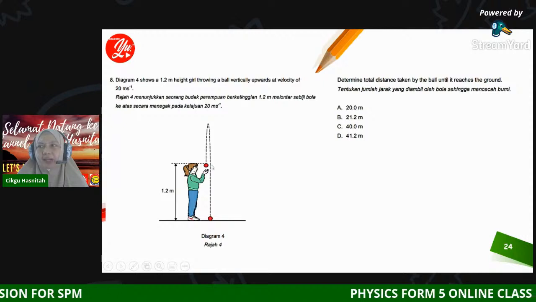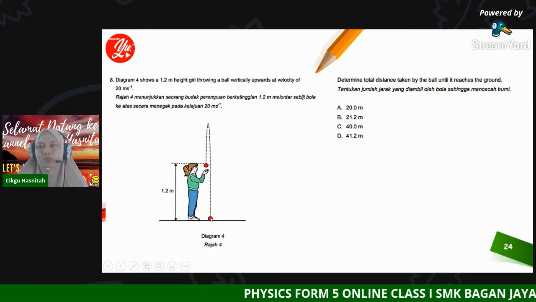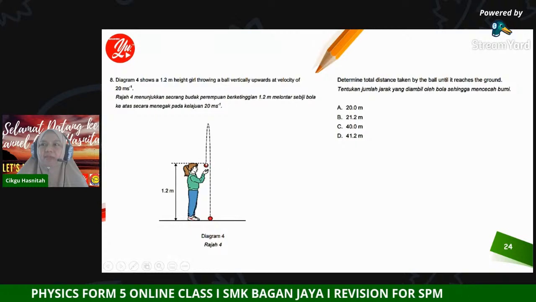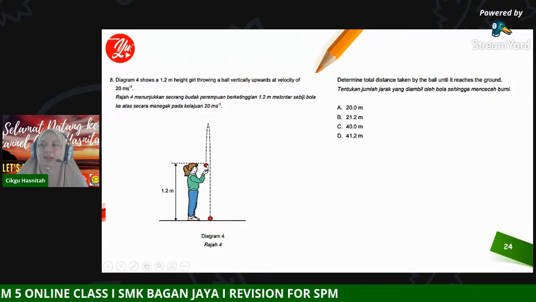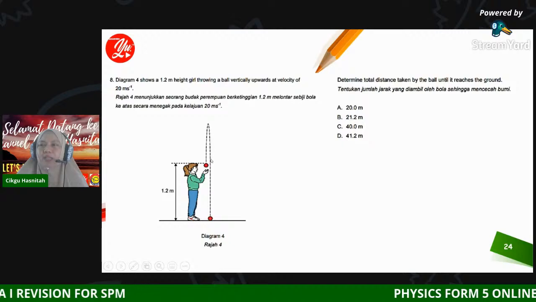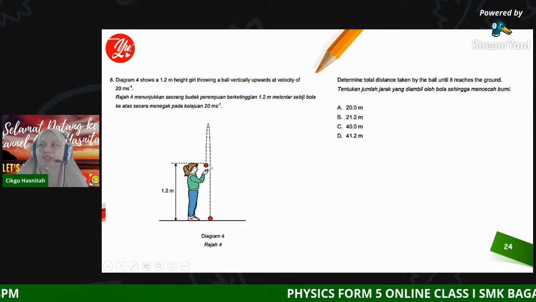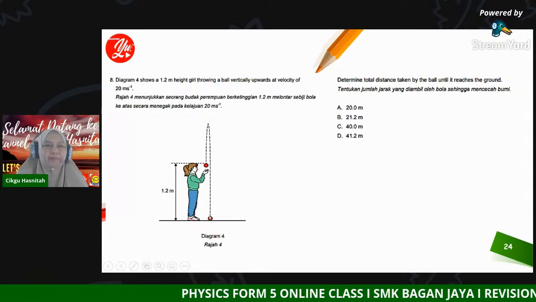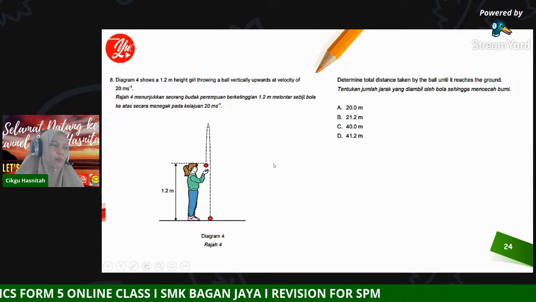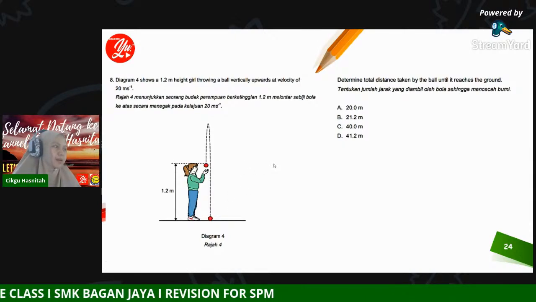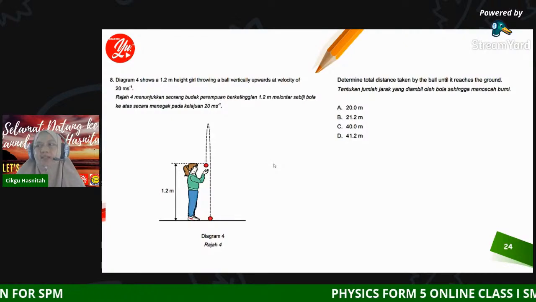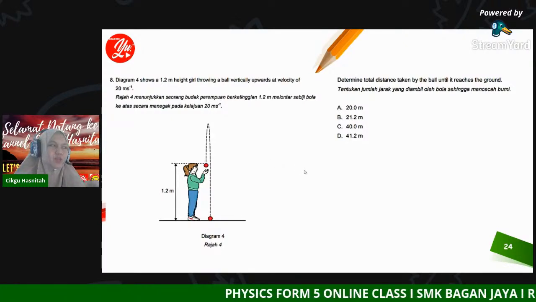Okay, and down here another 1.2 meter. So we are finding distance. So distance means from here 20 meter plus 20 meter plus 1.2 meter. Okay, so the answer is 41.2 meter. Answer is D. Yes, very good.